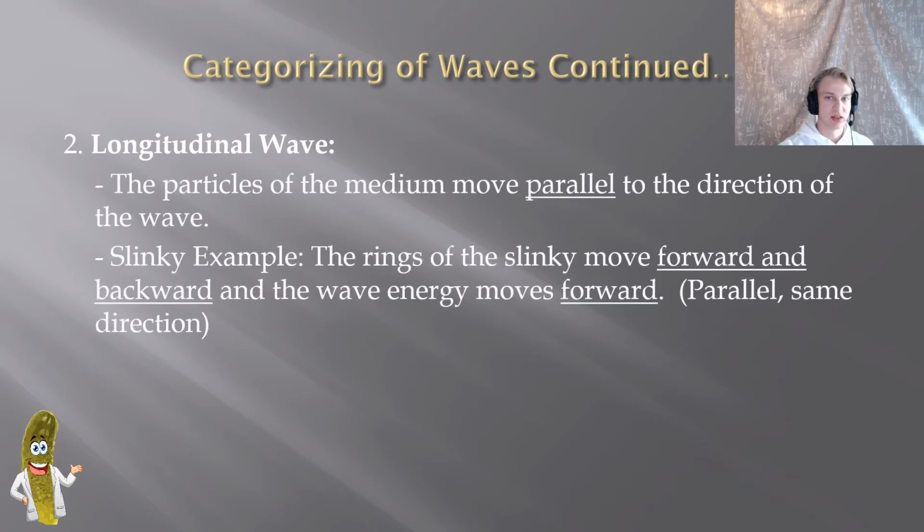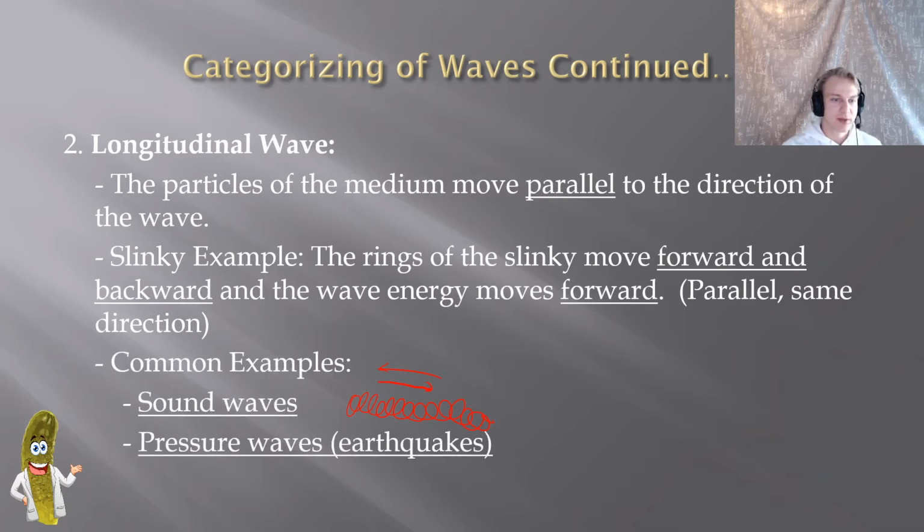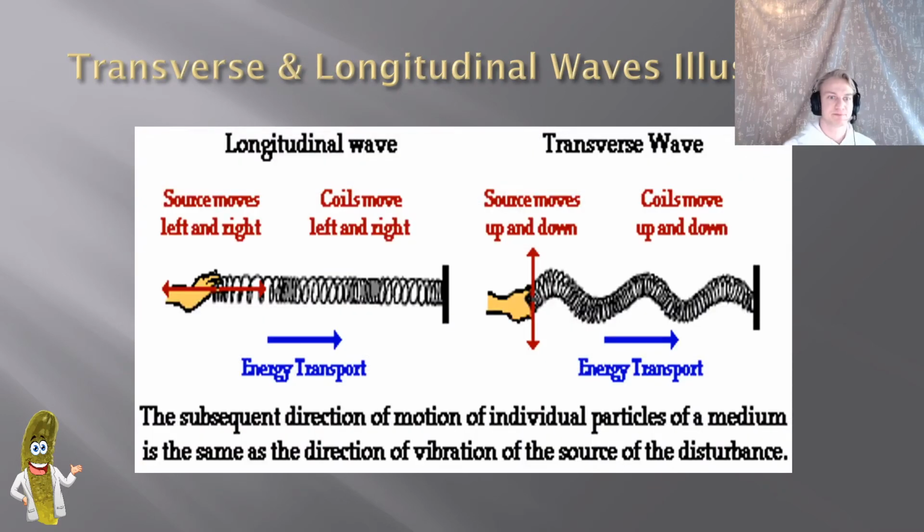The second is a longitudinal wave. The particles in the medium move parallel to the direction of the wave. With a slinky, that would be it shifting back and forth. The rings of the slinky move forward and backward, and the wave energy overall moves forward. Some common examples would be sound waves and also pressure waves, which come in the form of earthquakes.